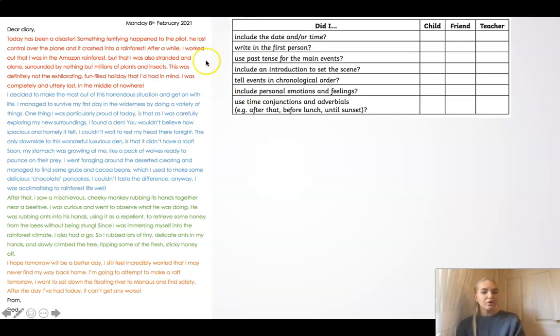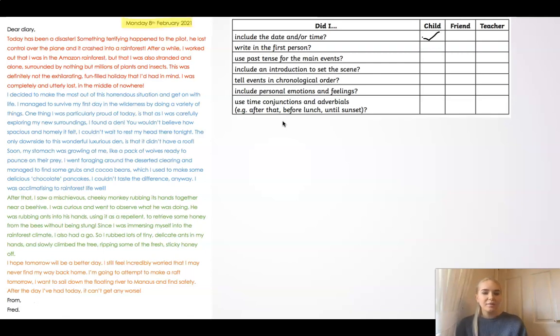So I can see here I've got all of the features of a diary entry. I've got the date or the time, written in first person using past tense, including an introduction to set the scene using those W's. Tell events in a chronological order, that means an order that goes from start to finish, not randomly. Have I included my personal feelings and emotions, and with that comes that ambitious vocabulary? Have I used time conjunctions and time adverbials to tell my reader when something has happened? So after that, before lunch, until sunset.